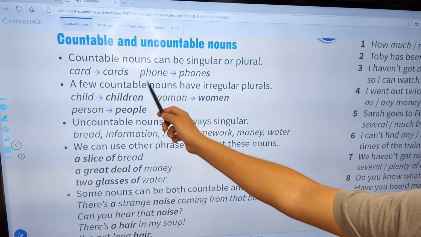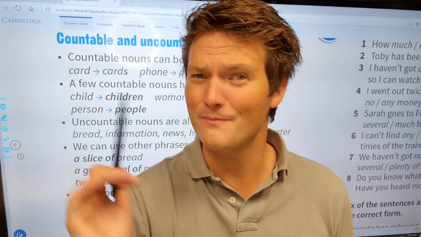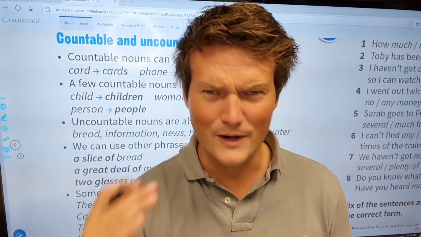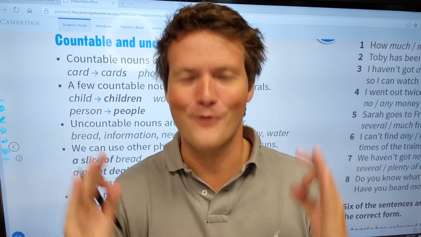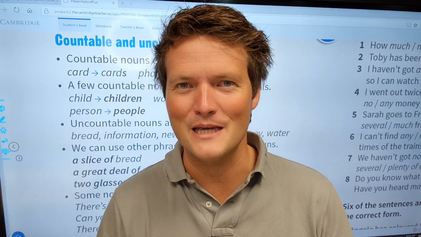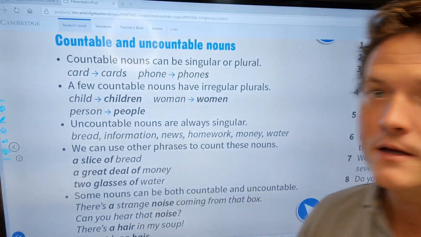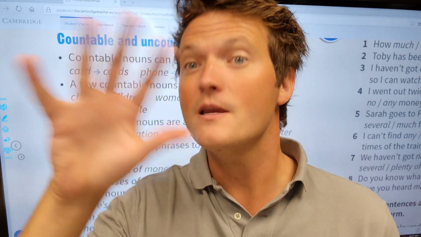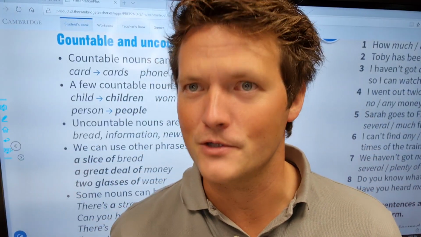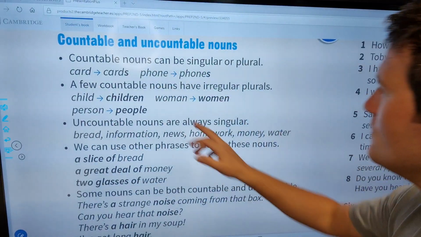A few countable nouns have irregular plurals. This you should know, and it's something that everyone gets wrong. Really advanced students get this stuff wrong all the time, and it drives me mental, right? It's child is one child, children is several, right? They are several children. No, one child, 2 children, okay?